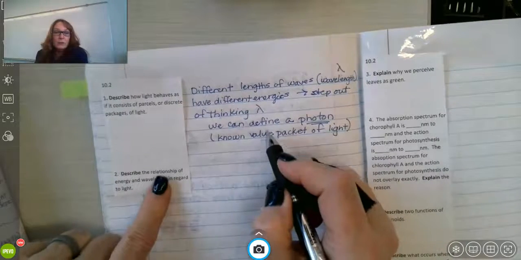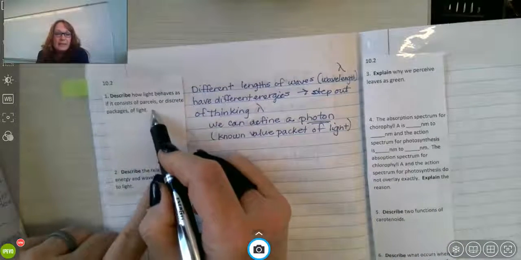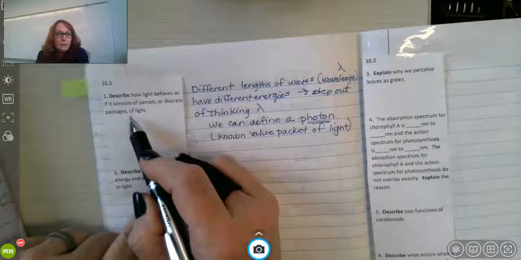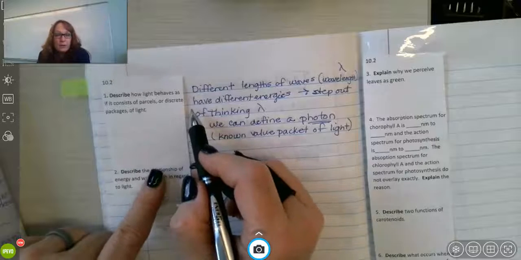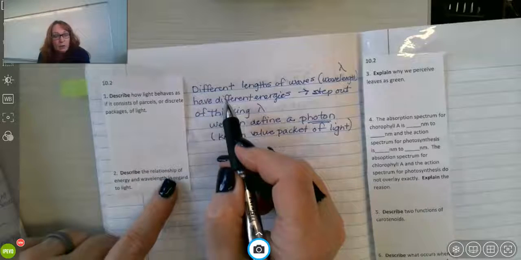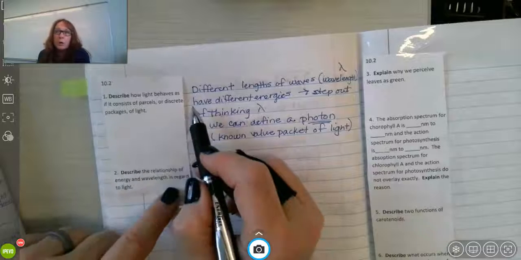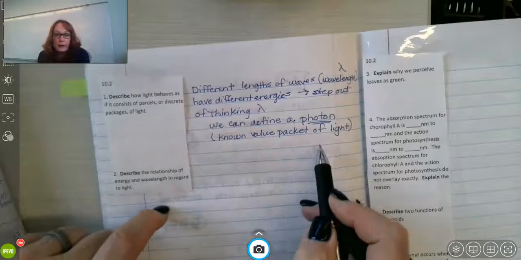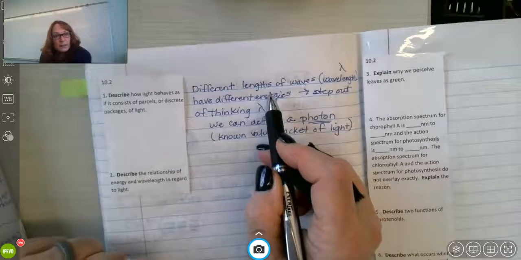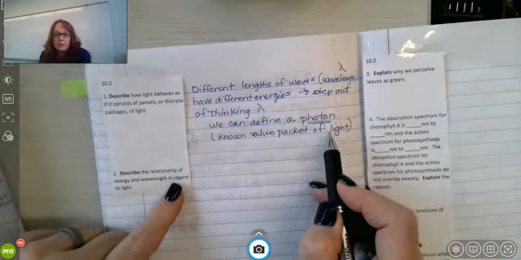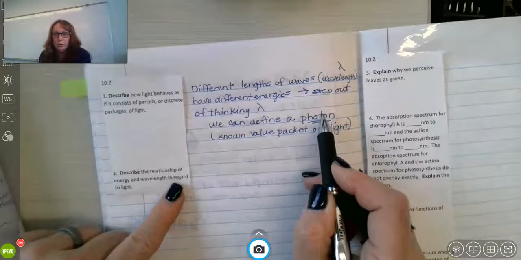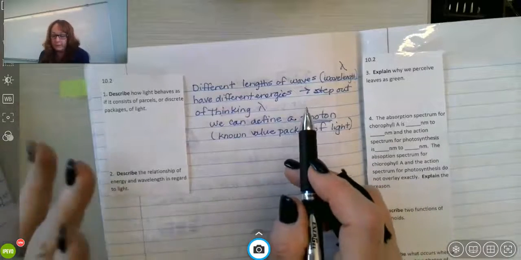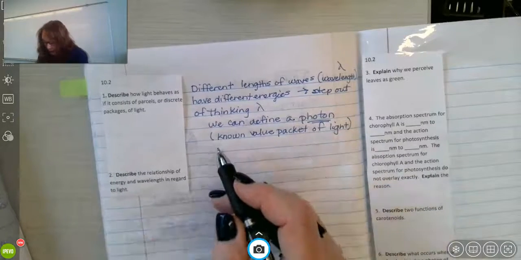So that's the answer. How does it behave as this distinct parcel or package of light? Because regardless of whether something's low energy or high energy, which means it would take more wavelengths if it's low energy to get to this known value, or it would take less wavelengths if it's high energy, we can still define a certain energy amount of light as a photon. Okay? That's independent of wavelength.